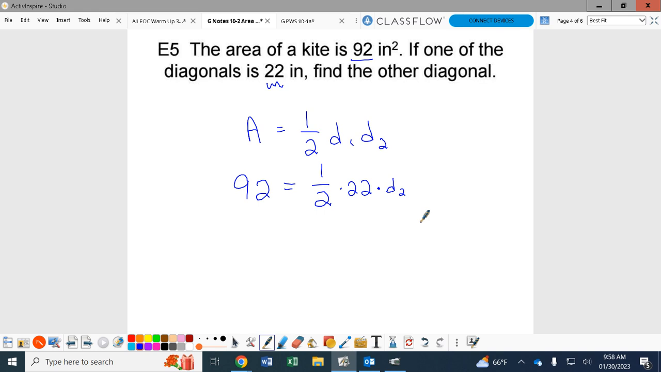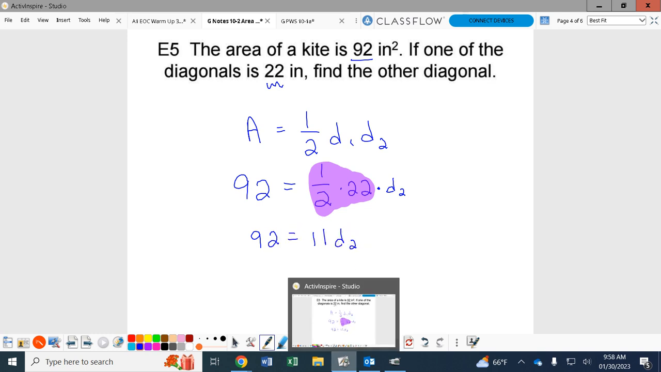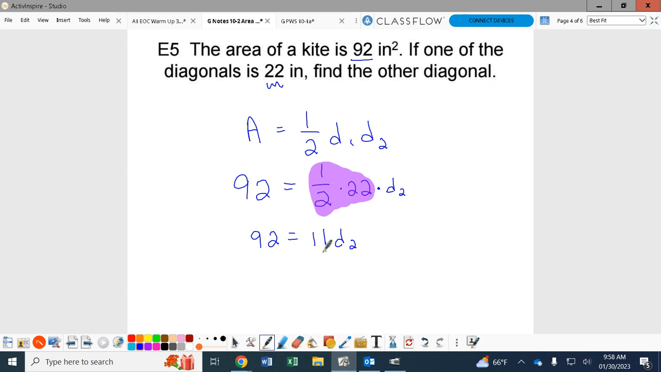Okay, this is a regular equation. We've been solving these equations all year. Guys, you're going to start by multiplying the 1/2 times that 22. What is half of 22? Multiply that first. It's 11. And then how are we going to get rid of this multiplication of the number with the variable? Divide. What are we going to divide both sides by? 11. We're going to divide both sides by 11 in order to cancel that out.